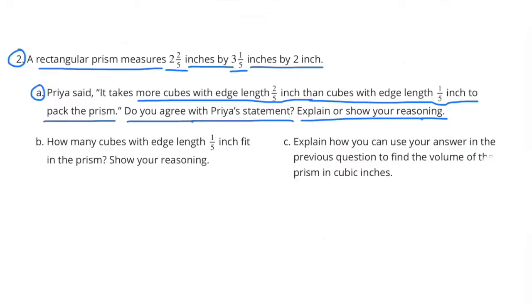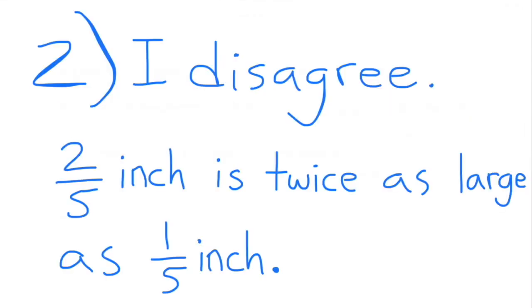Number 2. A rectangular prism measures 2 2/5 inches by 3 1/5 inches by 2 inches. A. Priya said it takes more cubes with edge length 2/5 inch than cubes with edge length 1/5 inch to pack the prism. Do you agree with Priya's statement? Explain or show your reasoning. I disagree. 2/5 inch is twice as large as 1/5 inch.